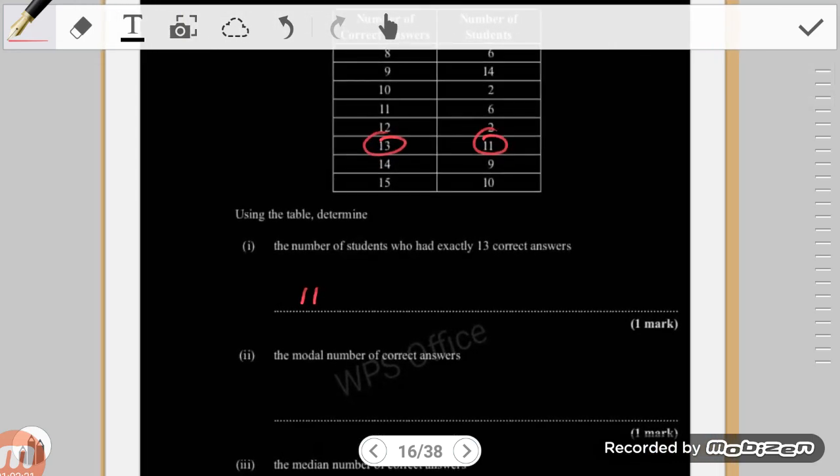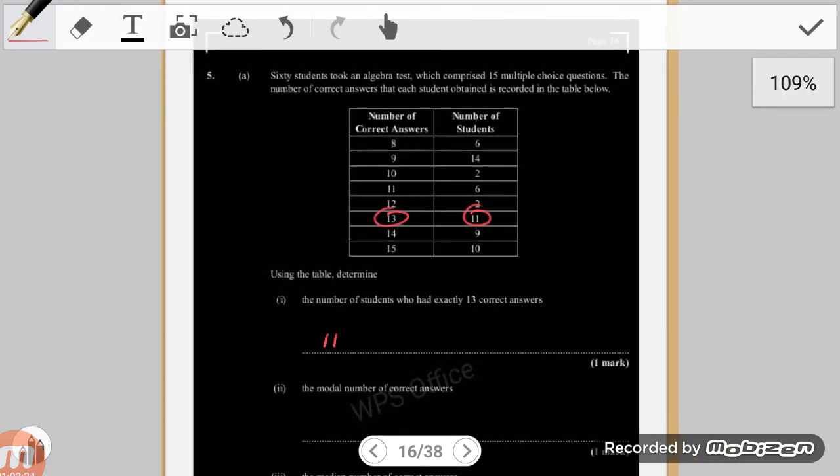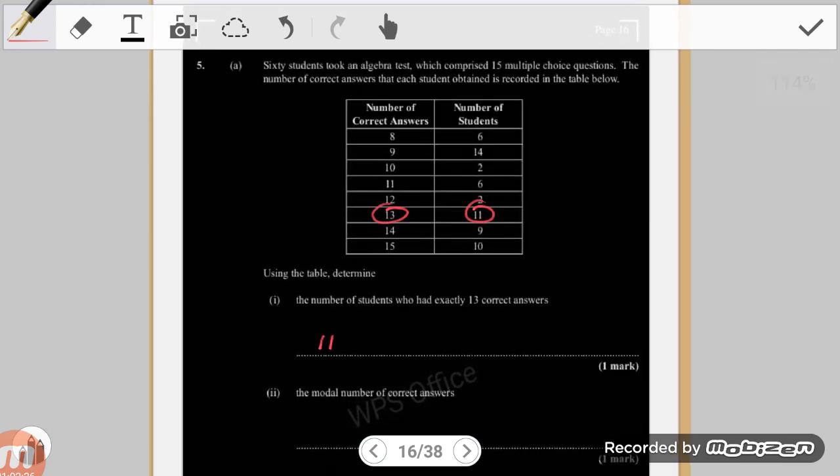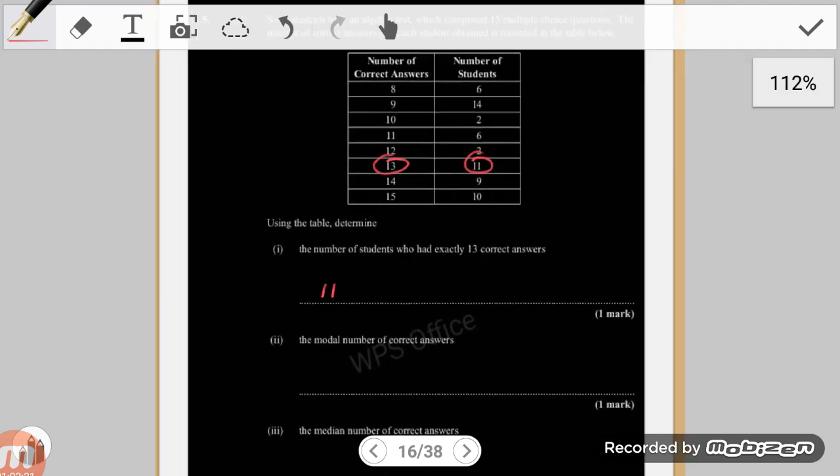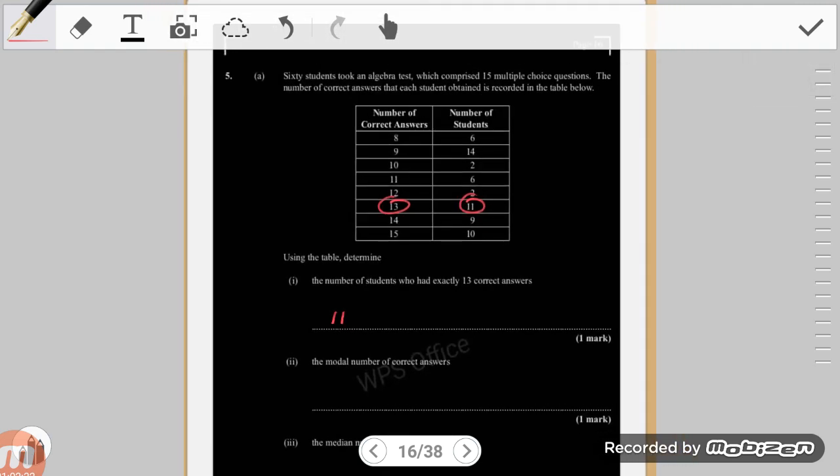Now we're looking for the modal number of correct answers. Alright, the modal number of correct answers. So we want to find out, and this is a tricky question because mode is basically the frequency that occurs the most. Alright, so a lot of students might make the mistake and say, alright, if the mode is the highest frequency, they might say that 15 is the answer. They might say that 14 is the answer.